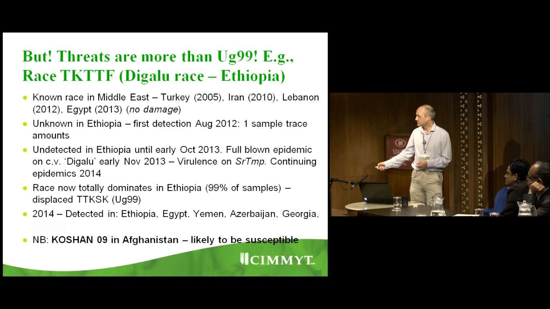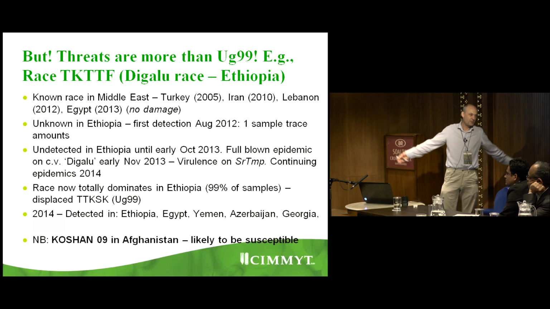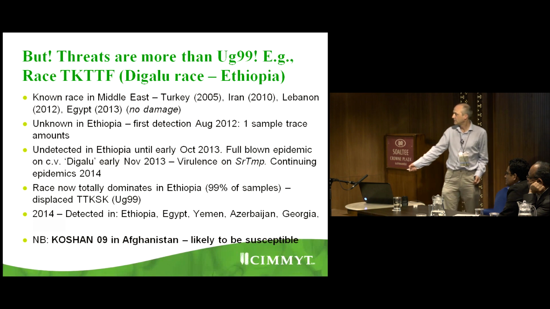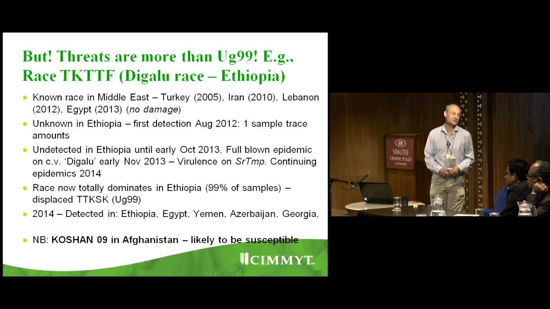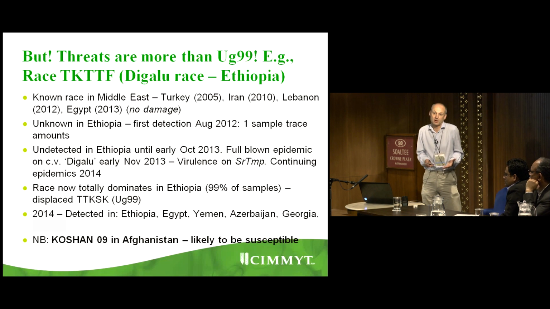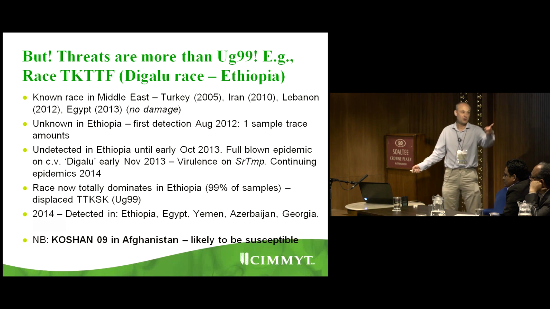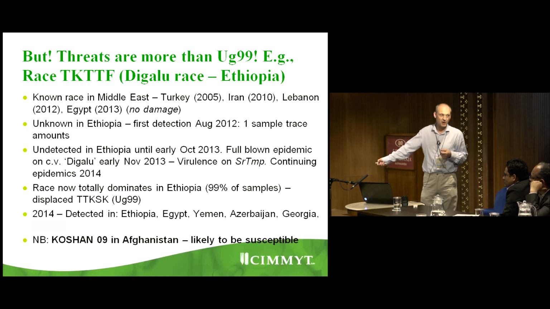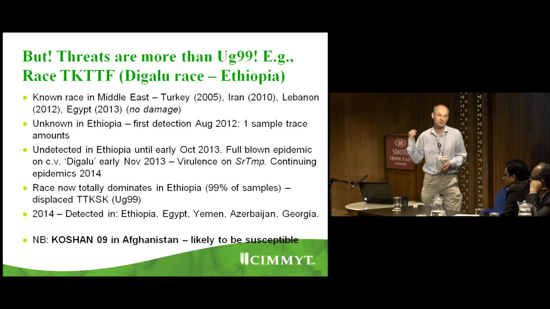This one, I don't know, we're either looking more or it's spreading. So in 2014, it was picked up in these countries. So it's in this region. Now what this race will do in this region, we're not sure. It will depend on what genes are in the germplasm. But certainly for colleagues in Afghanistan, this variety, Koshan 09, as far as we know, it's carrying this TMP gene. So that's likely to be susceptible to this race. So it's one to keep an eye on.